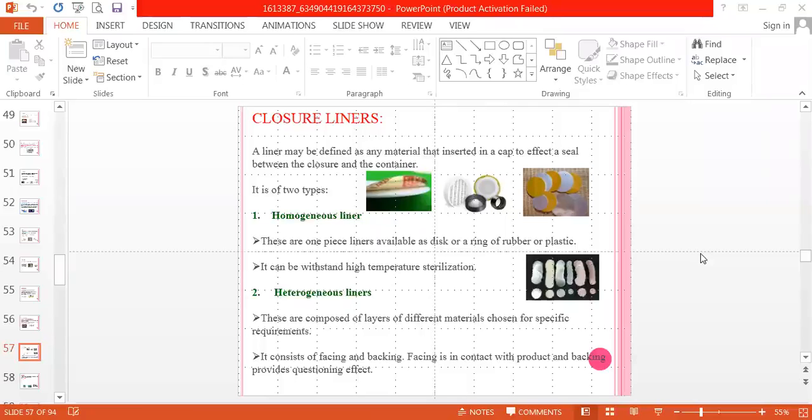Homogeneous liners are one piece liners which are available in disc shape or ring shape. Heterogeneous liners are composed of layers of different material. Generally, one by one we place the material layers and cut them into disc shape. Such liners we use to avoid pilferage, avoid leakage, as well as avoid the passage of gases from the closures. So these are very important types of material in the container and closure system.